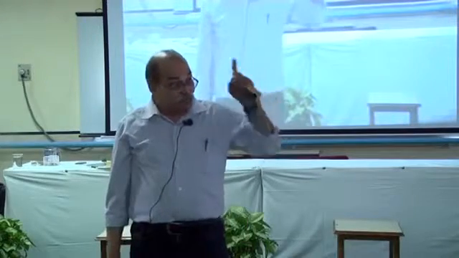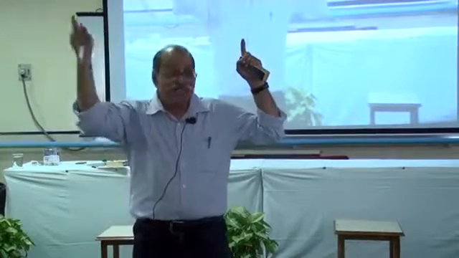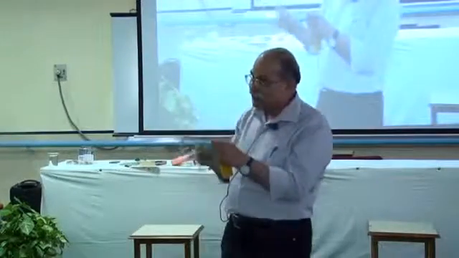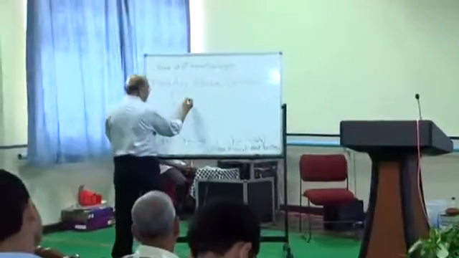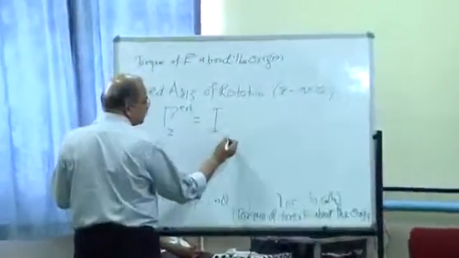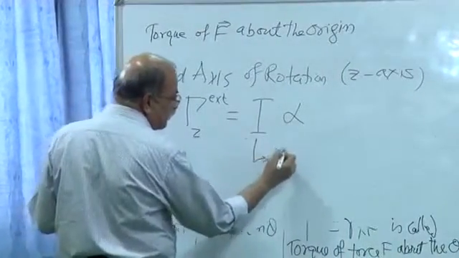So remember, force parallel to the axis of rotation will not produce angular acceleration, but torque parallel to the axis will produce this angular acceleration. Torque will have other directions, but that will not produce angular acceleration about this axis. If this axis is fixed, all those other things are not usable. That's why I am writing this tau and z in suffix. Only look at the z component, and that is equal to a proportionality constant. People write it I, times alpha, and this I, they call it moment of inertia.